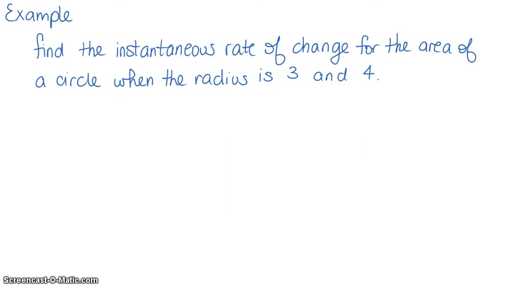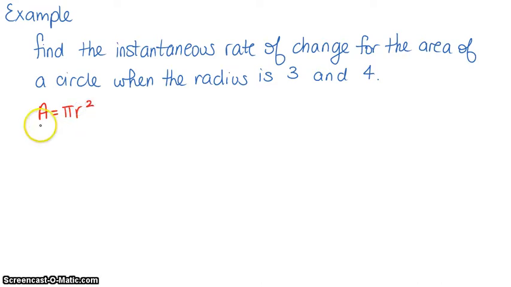Here's an example we're going to start with. Find the instantaneous rate of change for the area of a circle when the radius is 3, and also the instantaneous rate of change when the radius is 4. A couple important things that you need to know off the bat is your area formula for a circle, pi r squared.